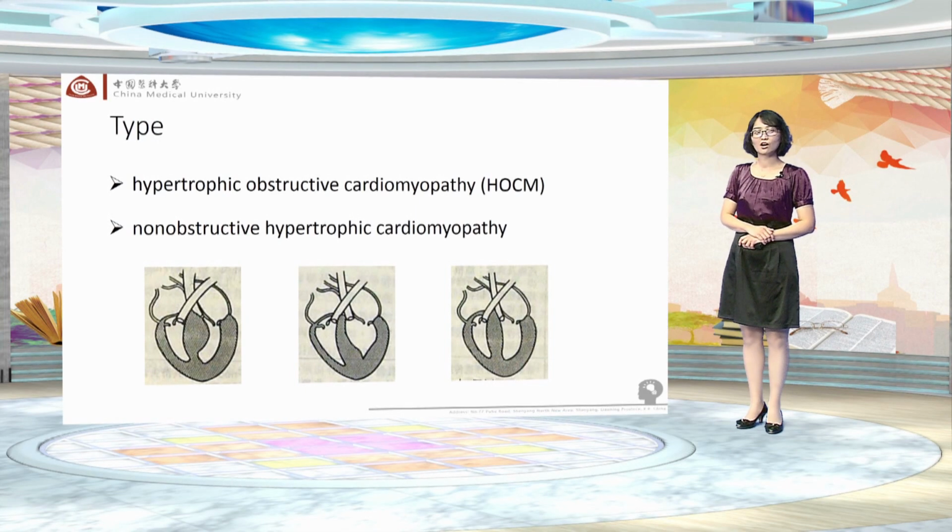If the hypertrophy causes obstruction of the outflow tract of the left ventricle, we call it hypertrophic obstructive cardiomyopathy, or HOCM. Similarly, the others are classified as non-obstructive hypertrophic cardiomyopathy.